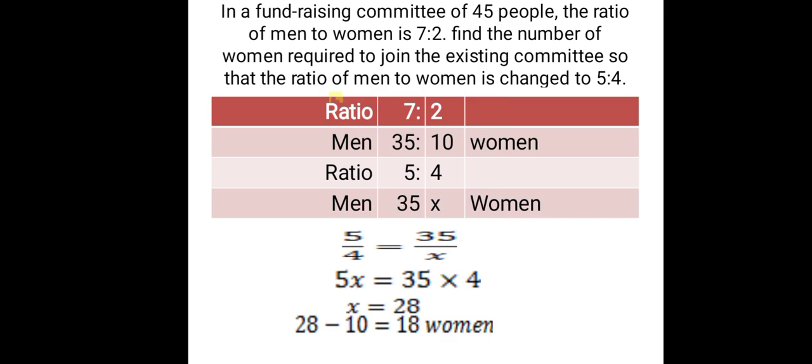Now remember, in the initial ratio of 7 to 2, there were 10 women. So if we need 28, it means we need 18 more women so that the ratio becomes 5 to 4.